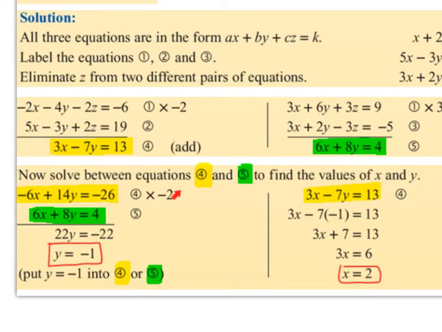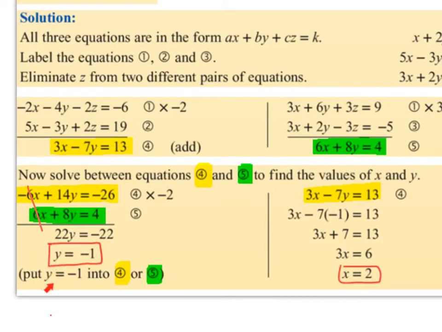So 3x times minus 2 was minus 6x, minus 7y times minus 2 was plus 14y, and 13 times minus 2 was minus 26. We just write down equation 5 as it is. We don't have to do anything to that. Now, notice that our x's will cancel. So minus 6x plus 6x will cancel. And then 14y plus 8y is 22y. 26 take away 4 is minus 22. And minus 22 divided by 22 is minus 1. So y is equal to minus 1.